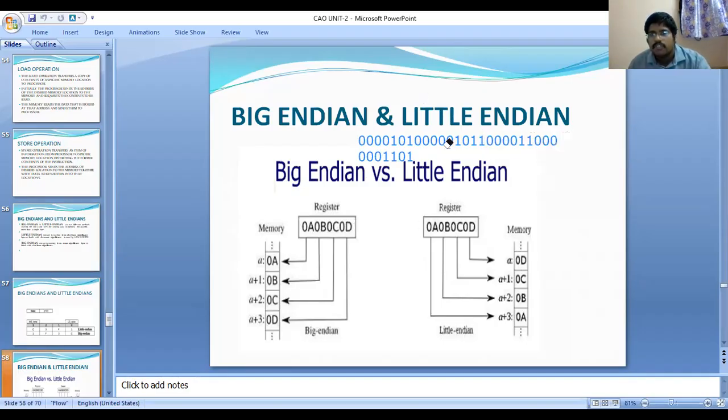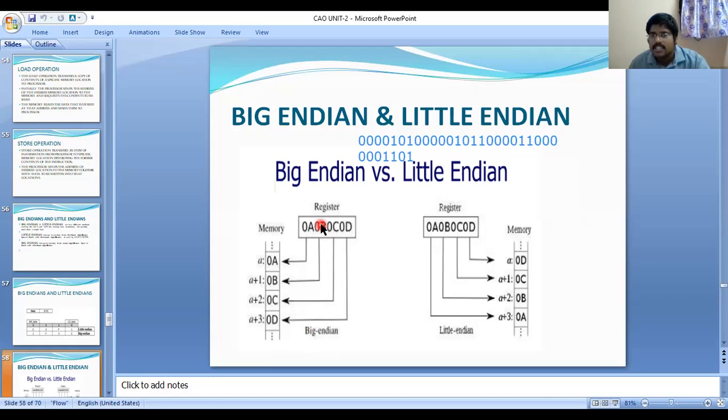If you observe carefully, in big endian, in the starting memory location, what value are we going to store? We are going to store the uppermost byte, that means 0A. In the next memory location, we are going to store the next upper value. That means in the starting memory location, we store the value present on the topmost or most significant side. Later on, we store the next significant value in the next memory location. Afterwards, the next value in the next memory location.